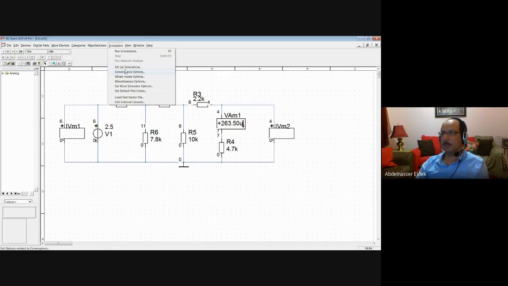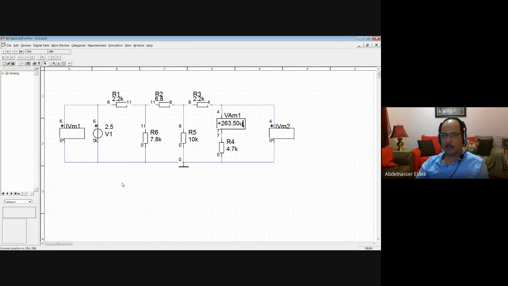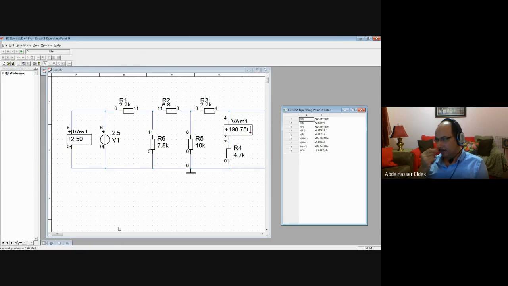Before we do that, remember that we have to go to setup and make sure that this op is enabled to know the voltages at this node here. Of course, in this example, we don't need the voltages, so we don't care too much about them. But let us see how the result looks. So now you see the voltage is 2.5. Makes sense, of course. This is exactly the same as the source.